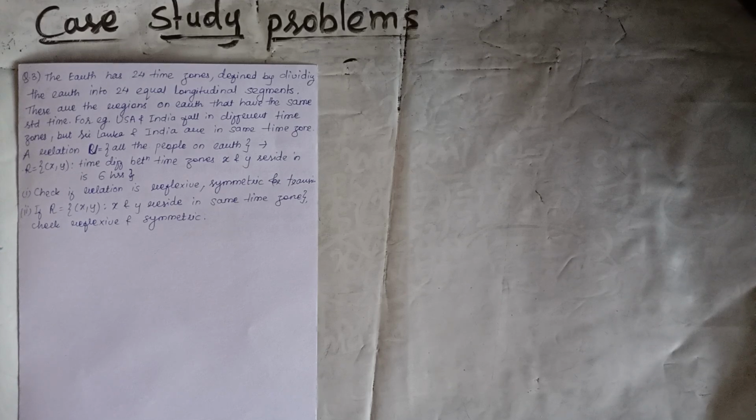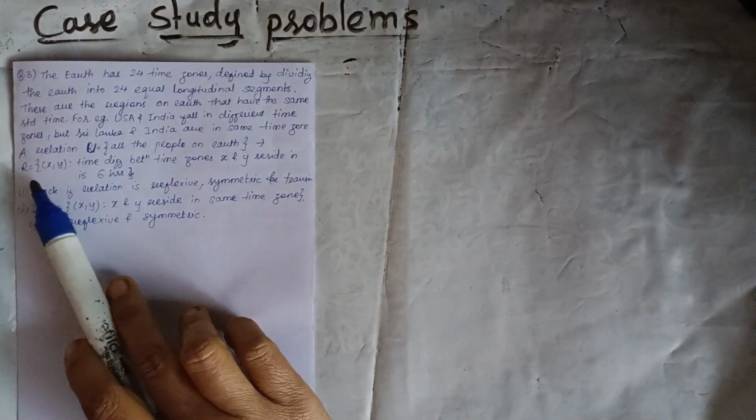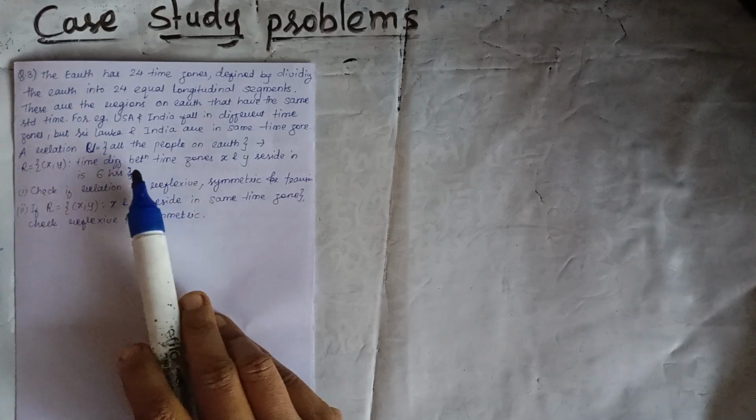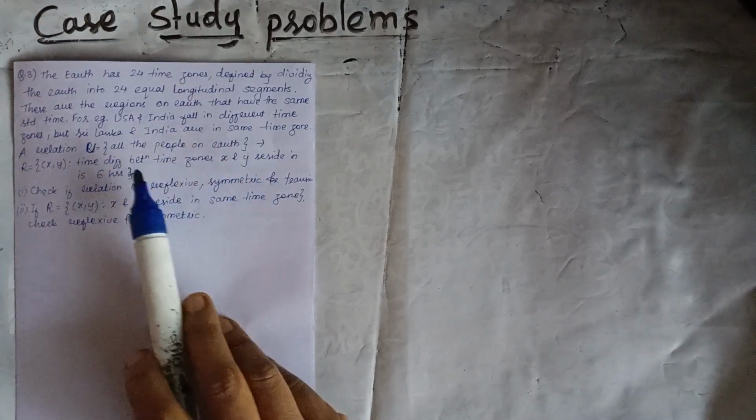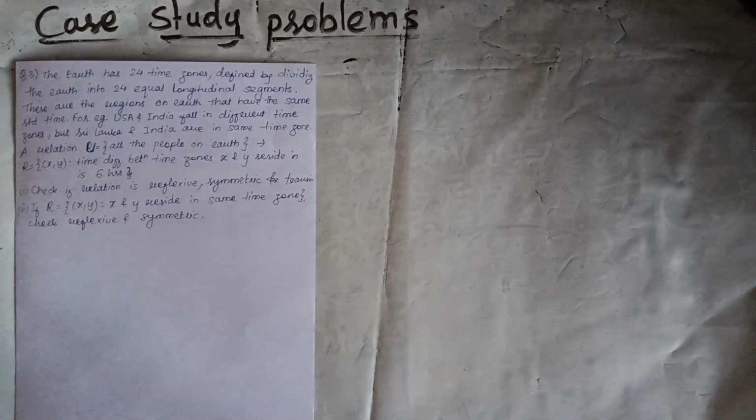Now, a relation is defined on the set U, which is all the people on Earth, and the relation is defined as the set of all x, y such that the time difference between the time zones x and y reside in is 6 hours. Now, the first question is you have to check if the relation is reflexive, symmetric, and transitive.